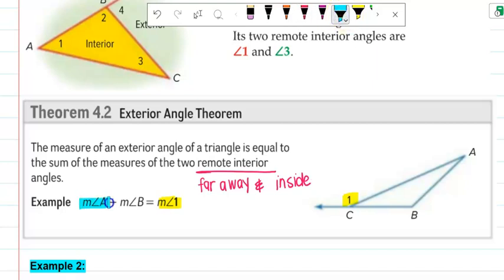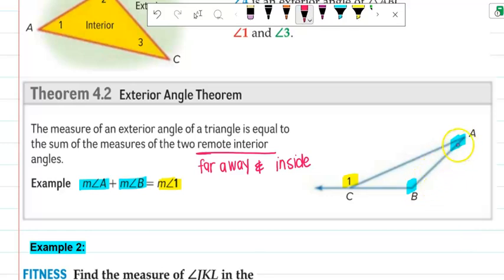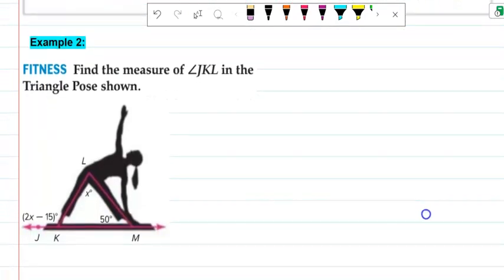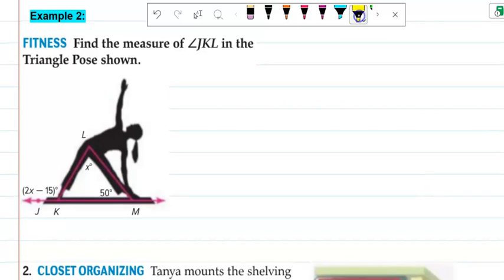So our two remote interiors here are angle A and angle B. We're not going to look at C because, again, we want remote. C on this side is interior, but it's right next to the exterior angle, so we're not going to use that. So if we add up these two angles that are far away from our exterior, we would get angle 1. And we know 1 is an exterior because we've just extended this bottom side and created that exterior angle. Okay, so if we look at our example, it says find the measure of JKL.